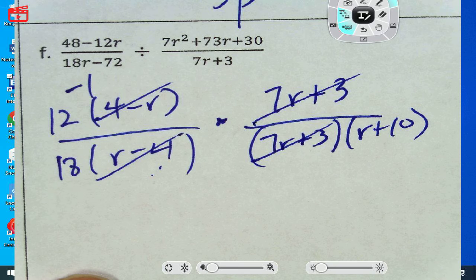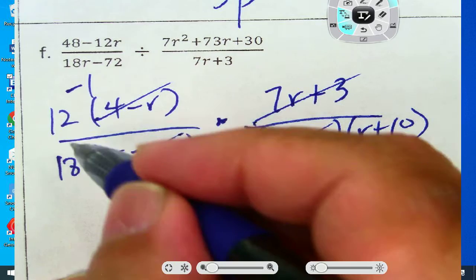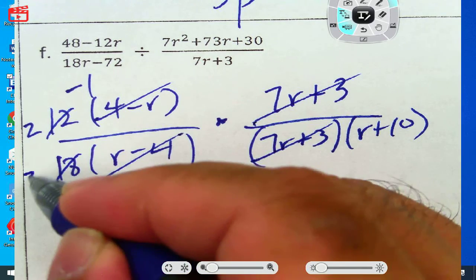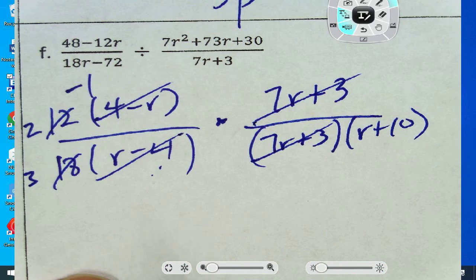18. Yeah, what goes into both of those? 6. So divide 12 by 6, I get 2. 18 divided by 6 is 3. By the way, though, if you first thought 2, that's not a bad thing. Just divide by 2 and go, oh, wait, there's something else that goes into that. Nothing wrong with starting with 2. Yeah, 6 goes into 12 and 18.